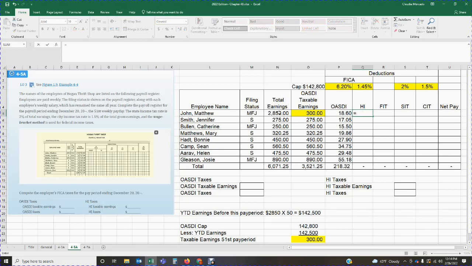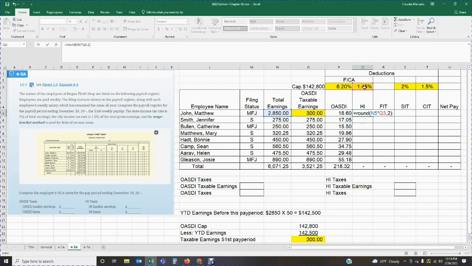So I'm going to get my total earnings column. Okay, before I do that, I'm going to do round. Don't forget to do round. Okay, that way it rounds to the 2 digits. I'm going to select equals, round, open parentheses, my total earnings. I'm going to select the cell for my total earnings. I'm going to multiply by my rate of 1.45%. I'm going to do comma, 2 digits, close parentheses.